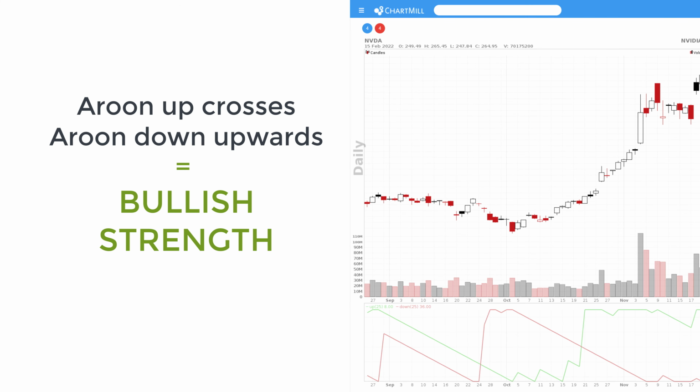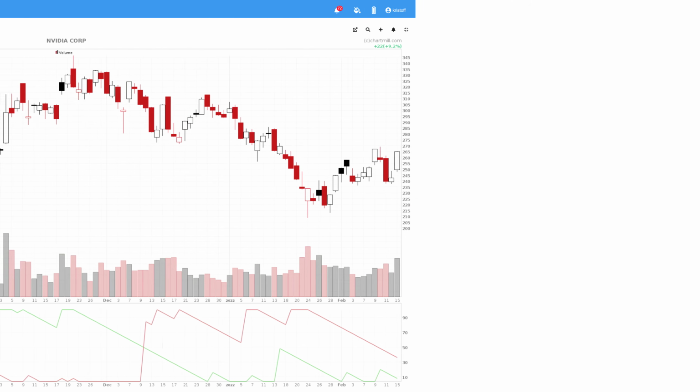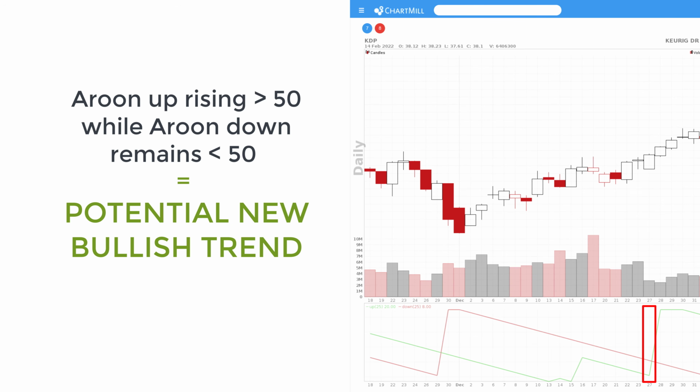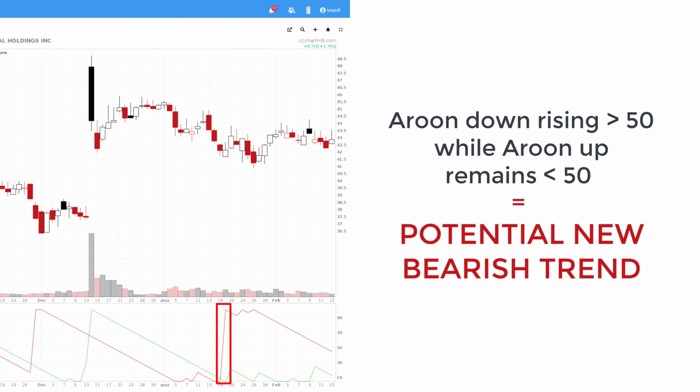An Aroon up that crosses the Aroon down upwards tells us that buyers are becoming stronger. If the Aroon down crosses the Aroon up, it is the other way around and sellers are gaining momentum. An Aroon up which is rising above 50 while the Aroon down stays below means that a potentially bullish trend is forming. If it is the Aroon down line that rises above 50 while the Aroon up remains below it, then the odds are in favor of a new bearish trend.